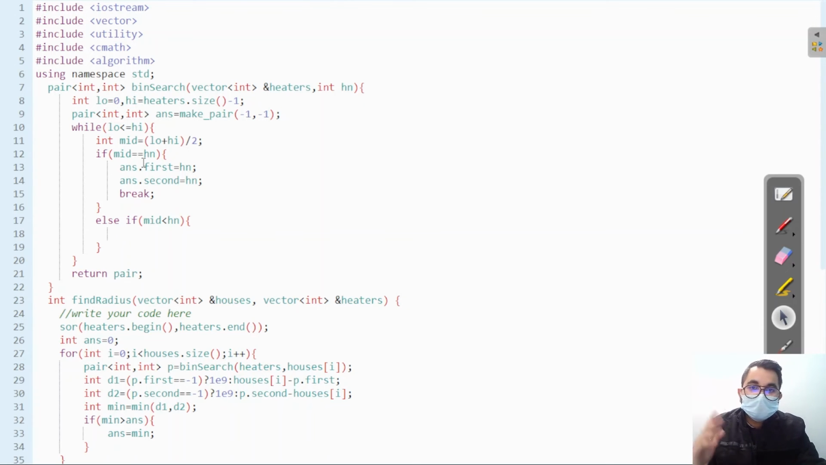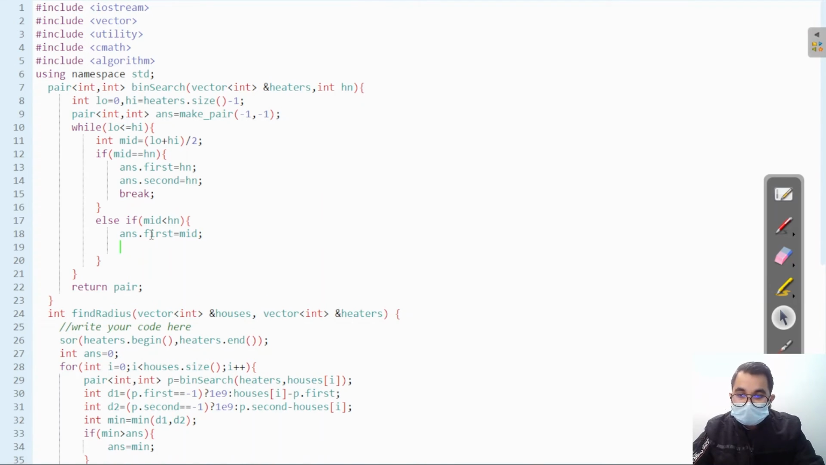Okay, the nearest heater that till now I have figured out is that one heater is present on the left side. So what I will do is put answer.first as the mid, and now I will update my low as mid plus 1, because now I have found a heater on the left side. Now I will try to see if there is a heater on the left side but much nearer to the house.